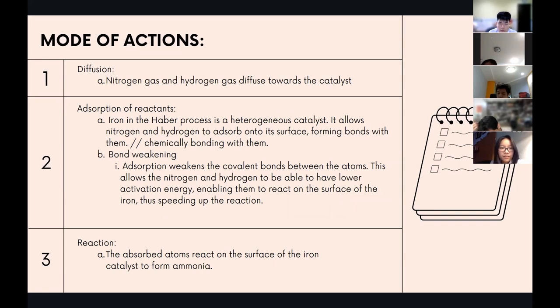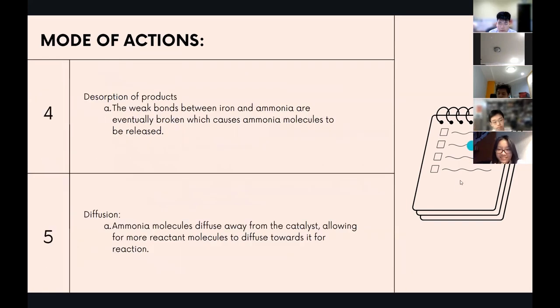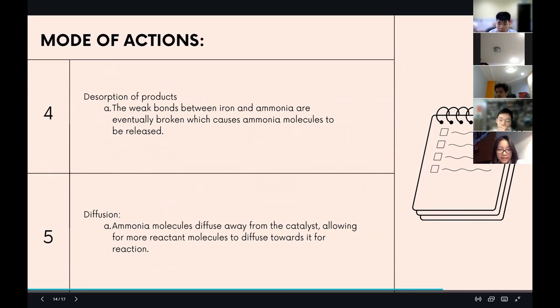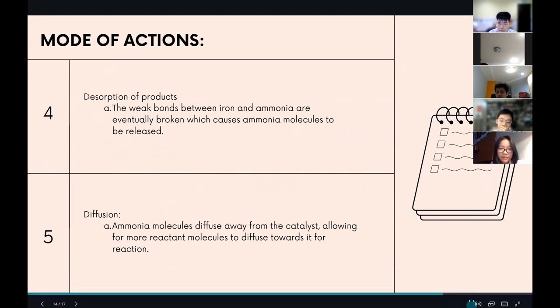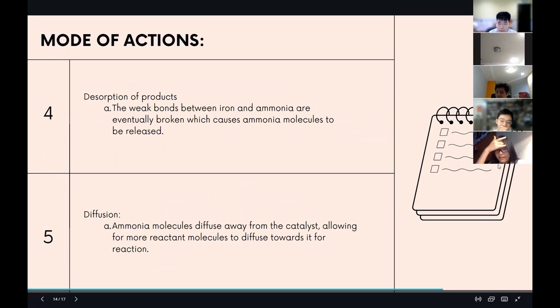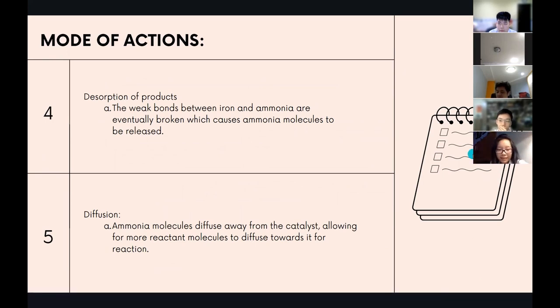And in the fourth step, the desorption of products happens. It's in which the products break bonds with the catalyst itself, and then it's released. And then the product molecules will diffuse away from the catalyst, allowing for more reactant molecules to diffuse towards it for reaction.